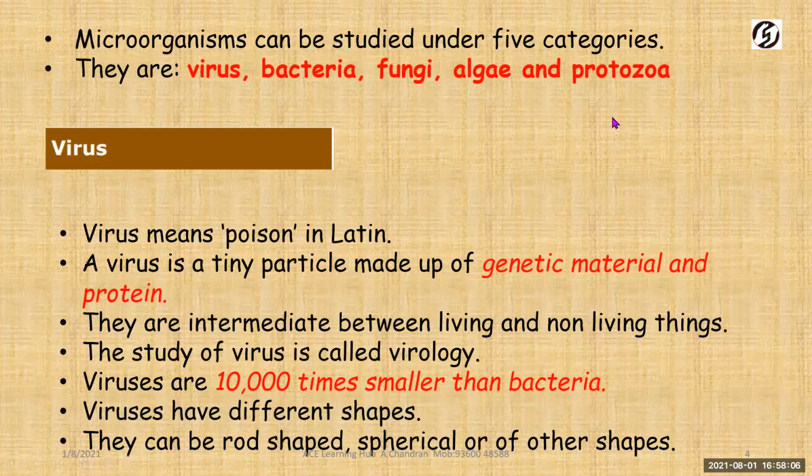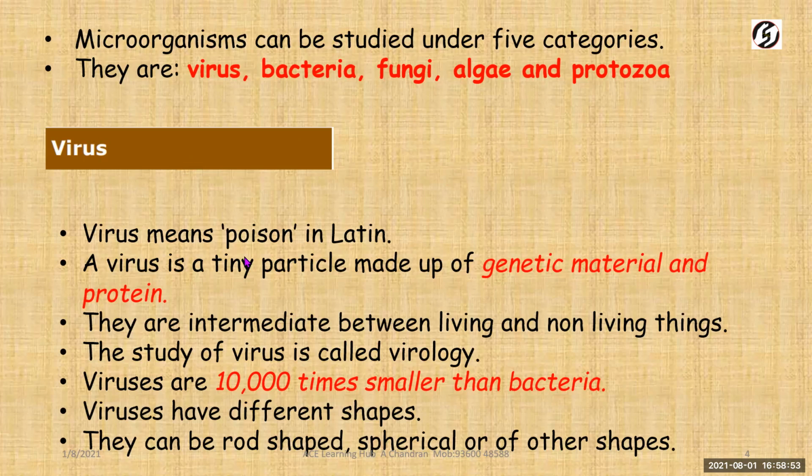So microorganisms can be categorized under 5 categories. Okay, so one is virus, the second one is bacteria, fungi, algae, and protozoa. So these 5 types of microorganisms are there. Any microorganism can be grouped under one of these 5 types. Let us see one by one what is virus, what is bacteria, what is fungi, algae, and protozoa.